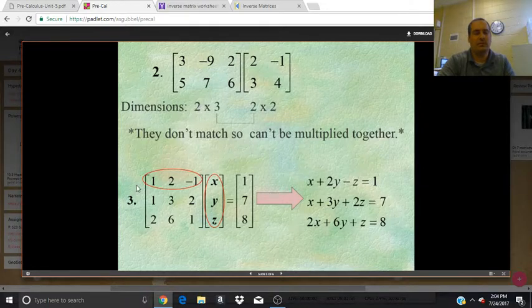Okay, so if I were to do something where I have to set this back up into linear equations, remember, it's the same principle. You take the rows times the columns. So for example, like this one, it'd be 1 times x, 2 times y, and then -1 times z. And that's how you end up getting your answer, which equals 1. So that's how you set up the first one. You set up the second one, it'd be 1 times x, 3 times y, and 2 times z, and equals 7, because it would be the second one down. And then you do the same thing with the third one.